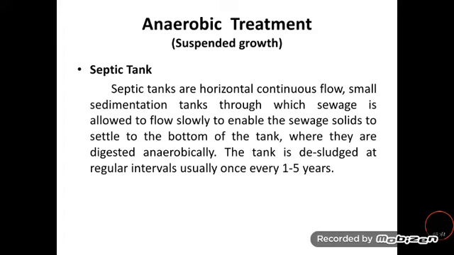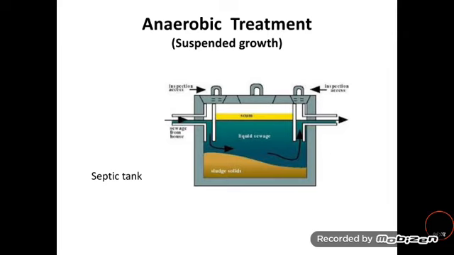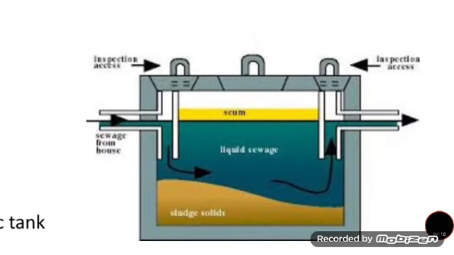Septic tanks are generally provided in areas where sewers have not been laid, and also for smaller communities, schools, hospitals and similar institutional buildings. It is desludged at regular intervals of about 1 to 5 years, and the schematic diagram of the septic tank is shown here.